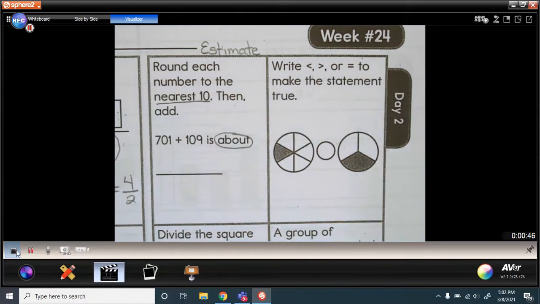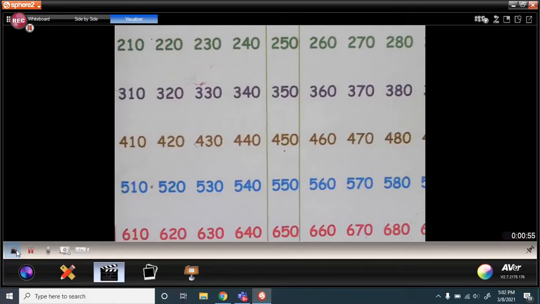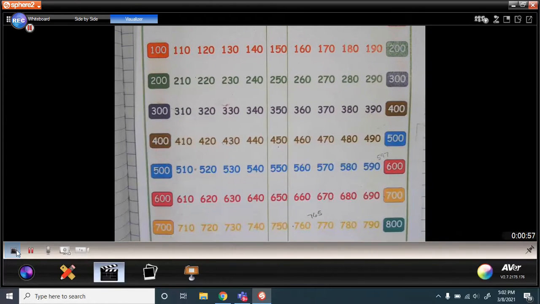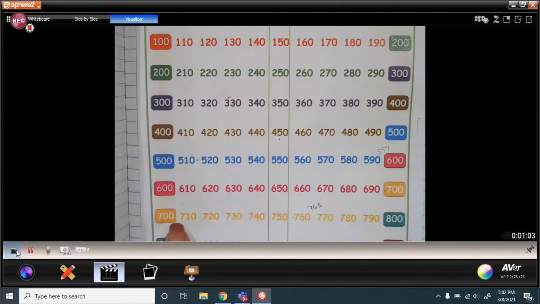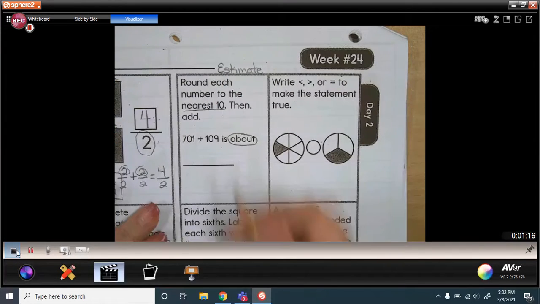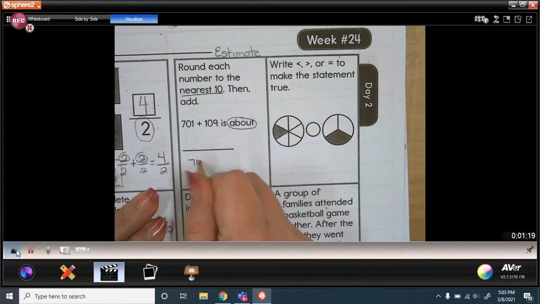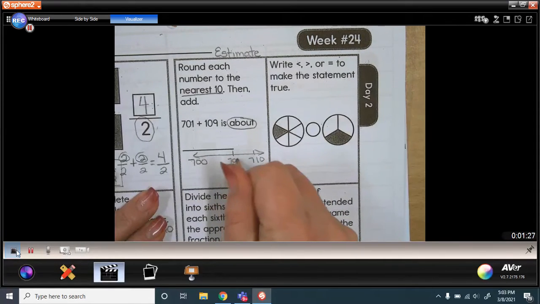So remember your multiples of 10 chart that you have in your notebooks. Here's your multiples of 10 chart. When you go to look for the number 701, 701 is going to be between 700 and 710. Those are the two tens that 701 is between. Again, as a reminder, if you think about a number line, you have the two tens, which is 700 and 710. Remember, in between your tens is 5.